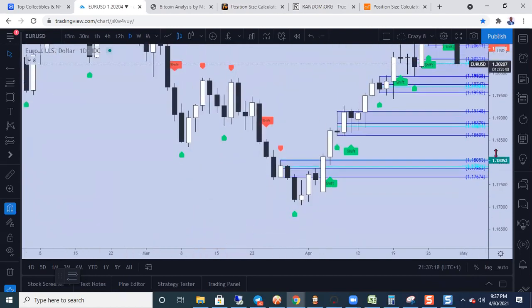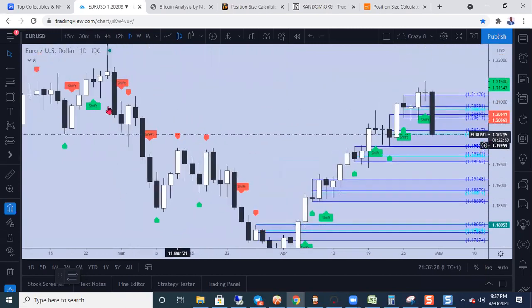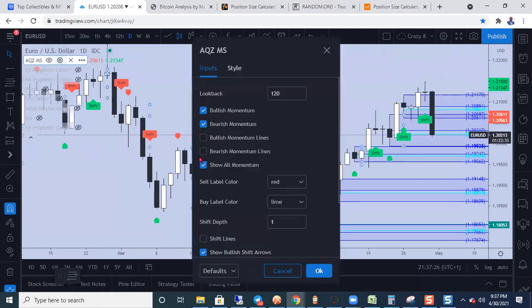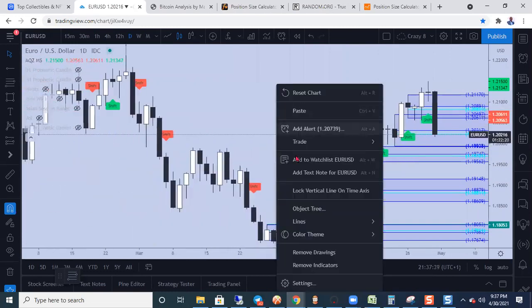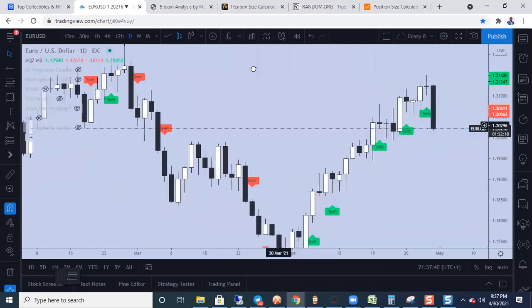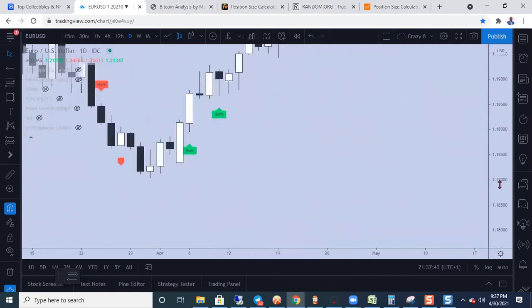All right, so if you've seen me use the momentum shift before, this is too noisy for me. So traditionally, I would tick off this show all momentum button, tick it off, and then I have just my shifts. Right, I have just my shifts.